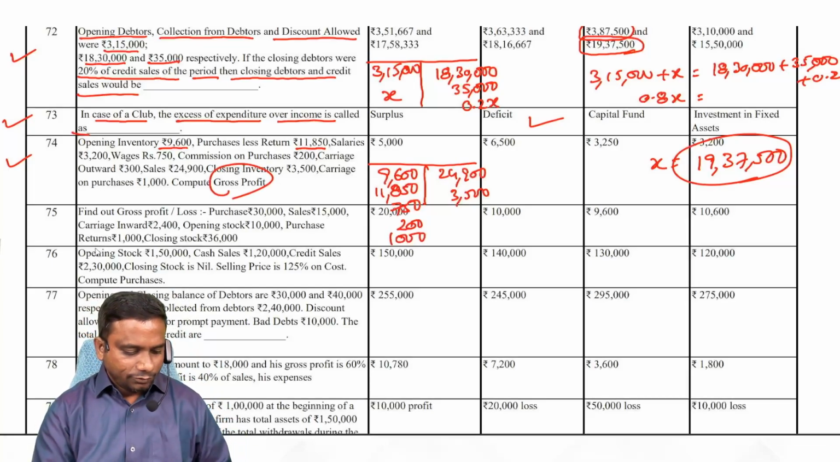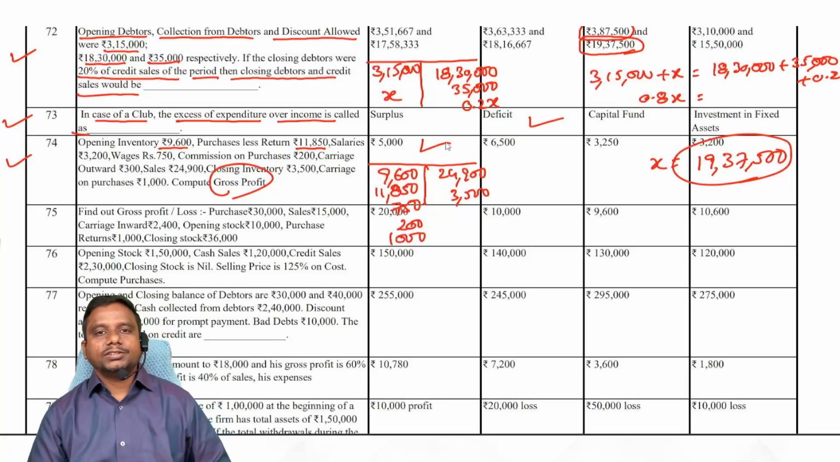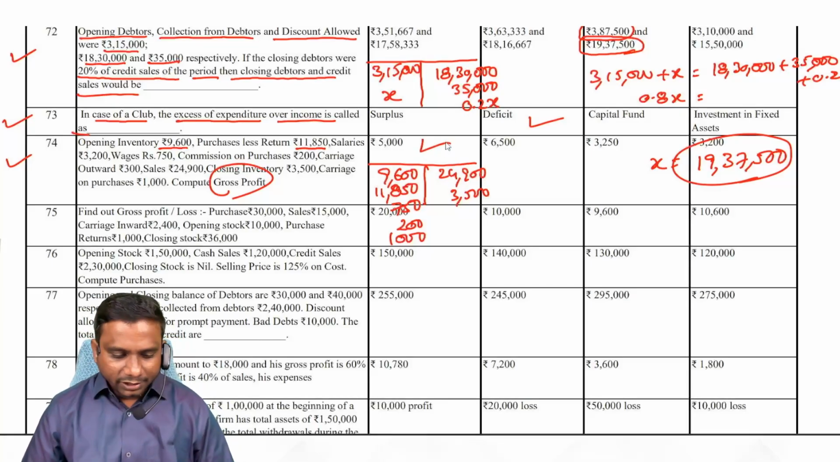Now look at 24,900 plus 3,500 minus 9,600 minus 11,850 minus 750 minus 200 minus 1,000. 5,000 rupees is our gross profit. Observe students, 5,000. Next one.